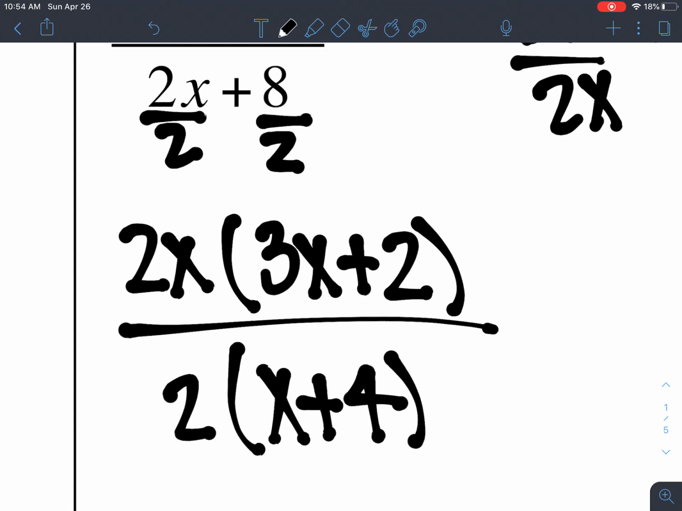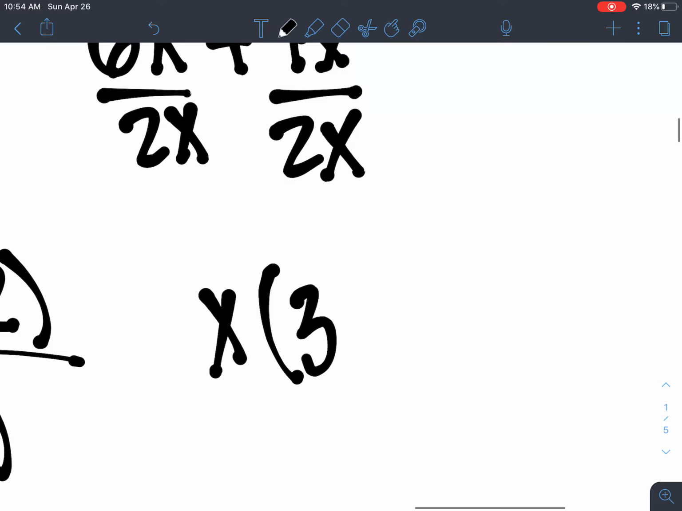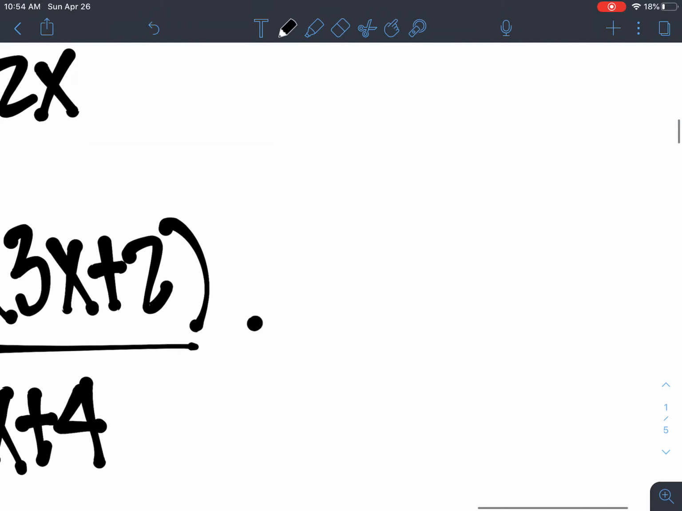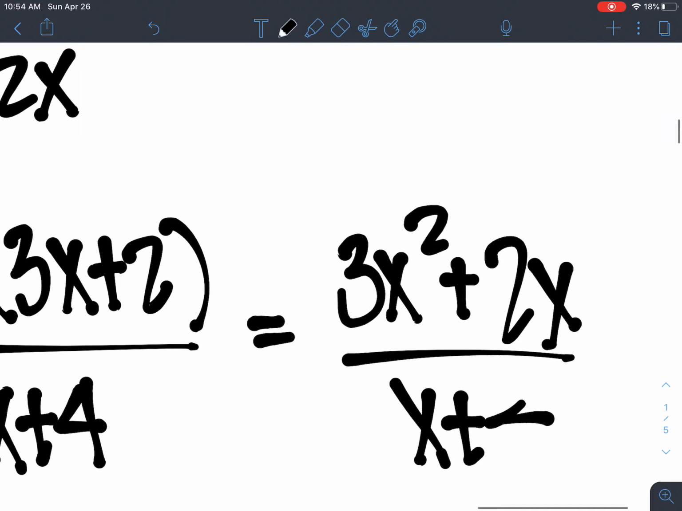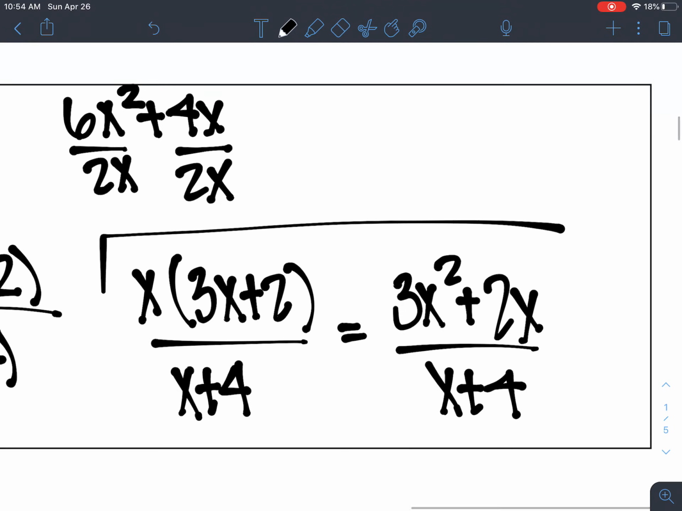Now, there's not a lot of simplifying here, to be honest. The only thing that we can do is divide out that 2. And so my final answer here is x times 3x plus 2 all over x plus 4. Now, if you distributed that x back through and got 3x squared plus 2x over x plus 4, that also works as well. So either one of these answers work.